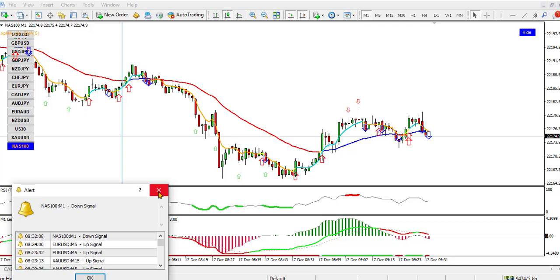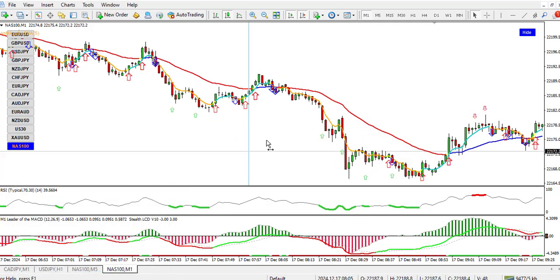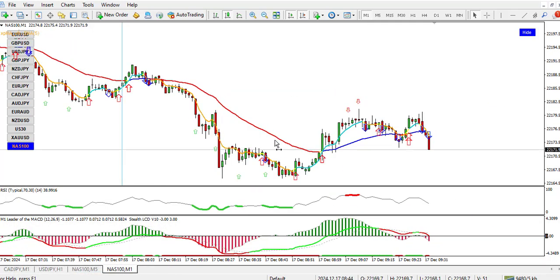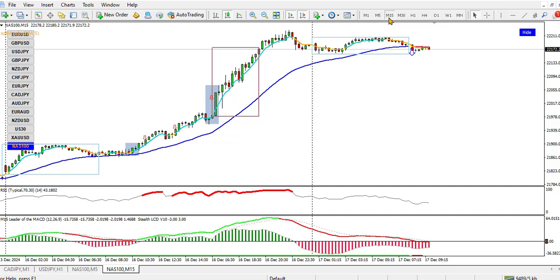And here it is on 1 minute time frame. On Nasdaq, it's still the same methodology. And if you want to trade on a lower time frame, want to scalp on a lower time frame, you can go back to 15 minutes and check what we have here. On 15 minutes time frame, the signal is down right now, so you can go back to 1 minute time frame to scalp in the direction of 15 minutes.